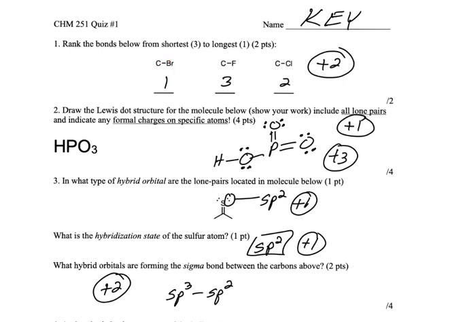So bromine is the largest. That's going to make the longest bond to carbon. Fluorine is the smallest, so it makes the shortest bond, with the most orbital overlap. So that's the ranking there.